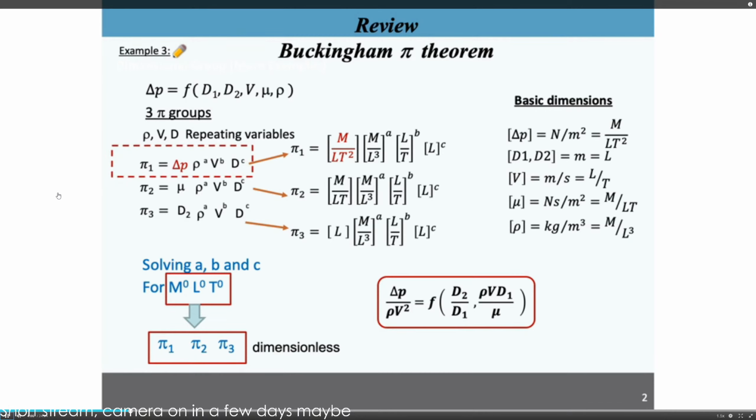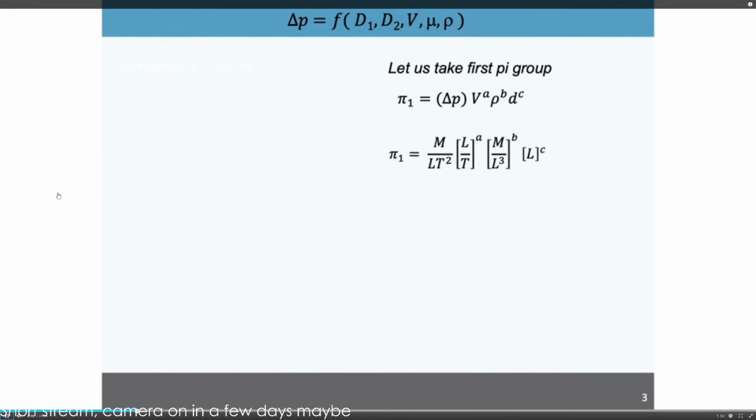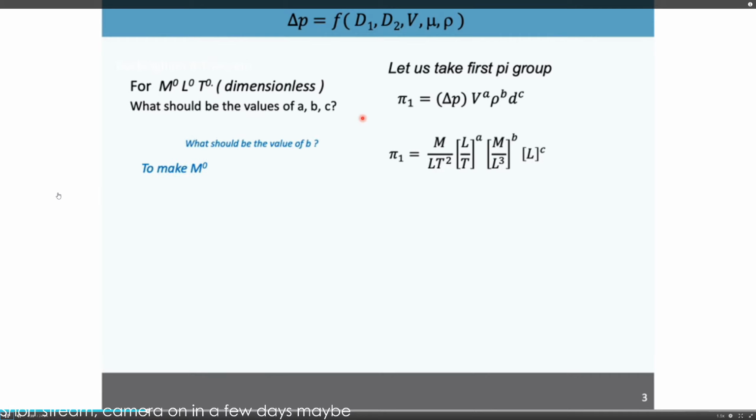Now let's go through one exercise just to recap how we obtain pi group 1. How do we make pi group 1 dimensionless? We take the first pi group and fill in the dimensional terms. We want to make this whole pi group dimensionless, which means M, L, and T should be 0. So what should be the values of A, B, and C? What should be the value of B? In order to make this term M raised to the power 0, think about that. B has to be minus 1.